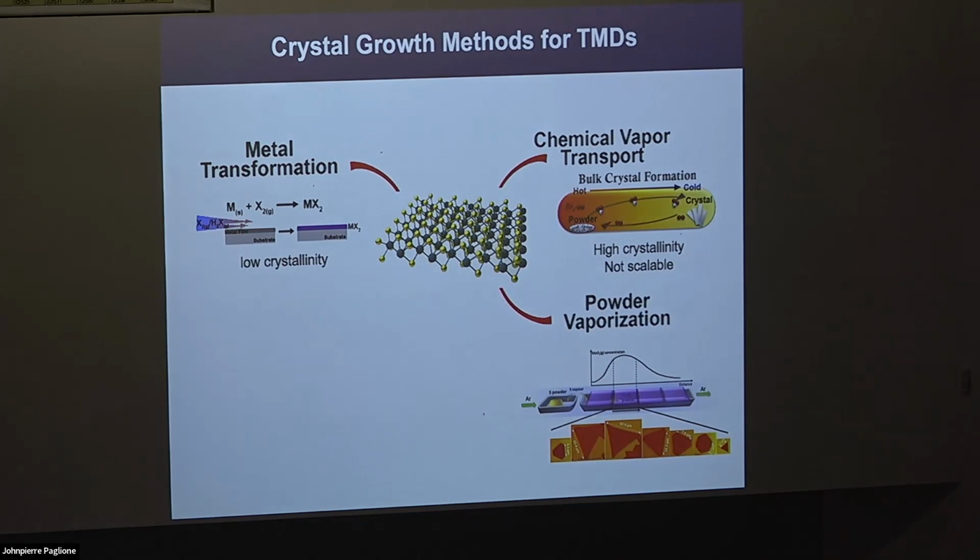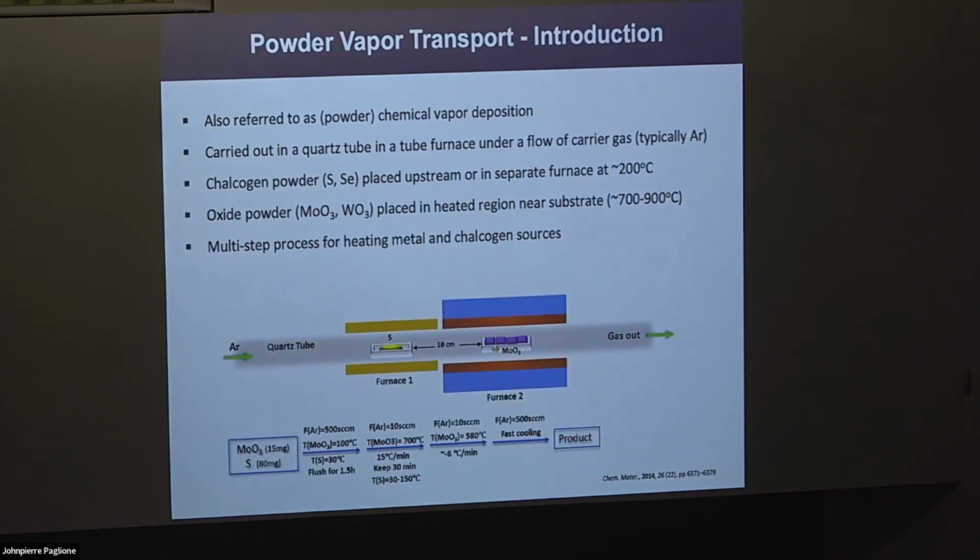The other approach is using powders, and this is actually the most common in laboratories today. Essentially you have a furnace, it can be single zone or two zone, and you have sulfur as a powder, and you typically need a transition metal source like MoO3, which is a very common one. Then you have some substrates and you flow some argon through, and you transport the sulfur downstream, and then you have chemical reactions. It's called powder vaporization. It is chemical vapor deposition, but with powders. This is essentially how it works.